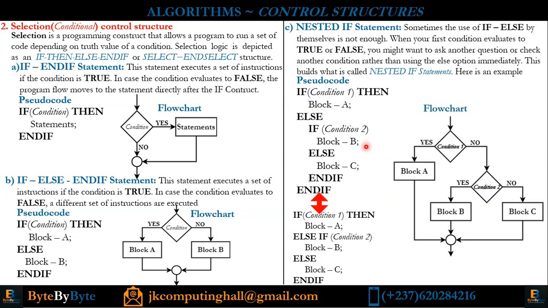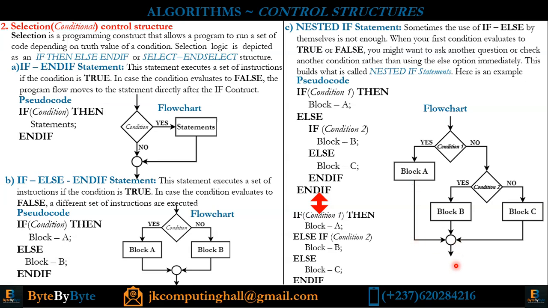In a flowchart, this is what we have. If condition 1 is true, I execute block A. If it is not true, I come and I try condition 2. If it is true, I execute block B, and if it is not true, I execute block C. And from there I proceed with the flow of execution. Like I was saying, is my discriminant 0? Yes.